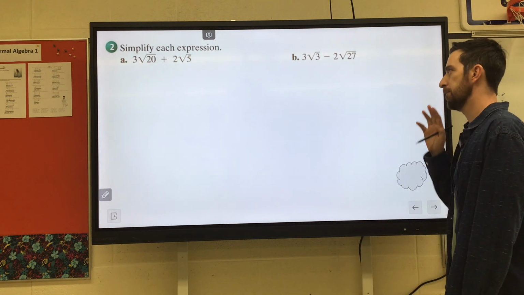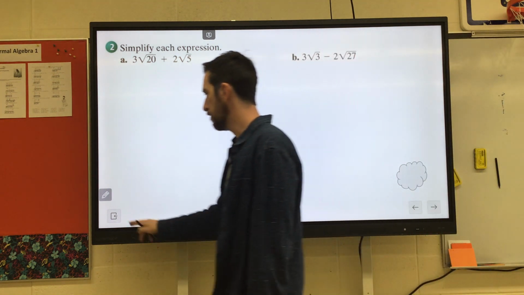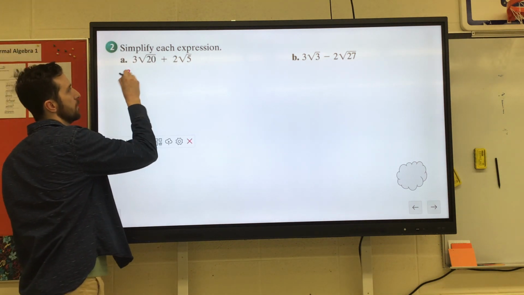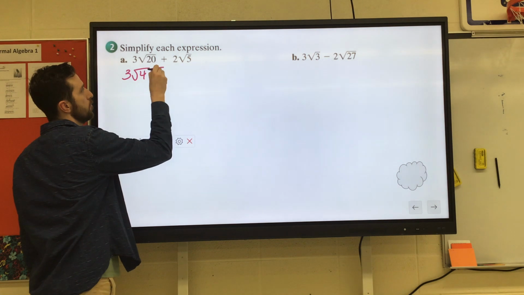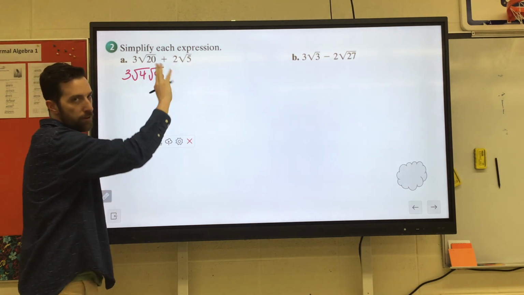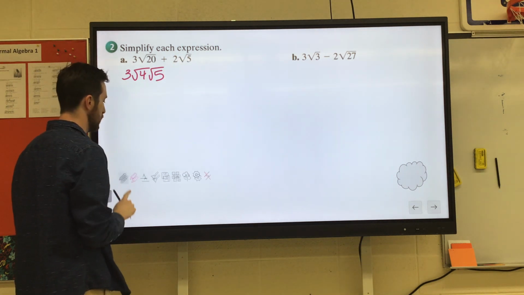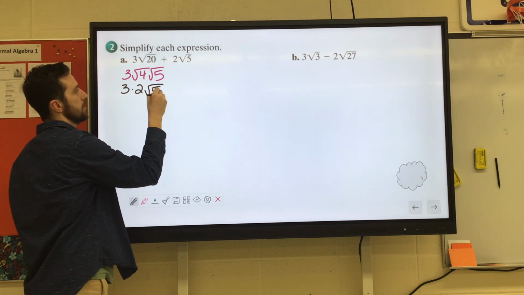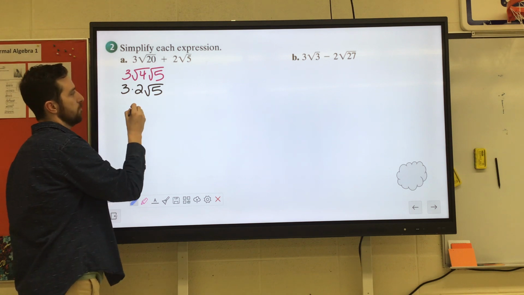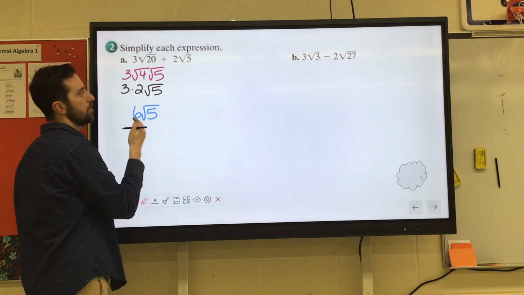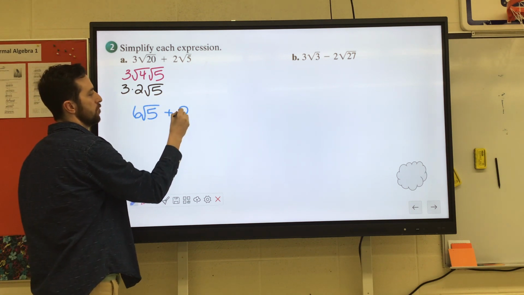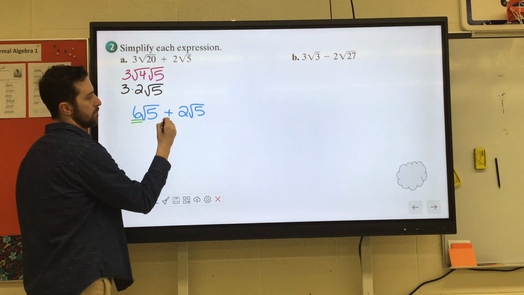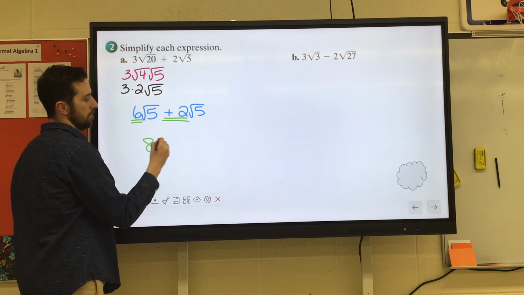So 3 root 20 plus 2 root 5. I know that 20 still has a 4 in it. So I'm going to make this 3 root 4 root 5. This 2 root 5, there are no perfect squares in 5, so we'll just hold off on that. The square root of 4 is 2, so we have 3 times 2 root 5, which would be 6 root 5. That's all we can do there. Plus 2 root 5. 6 root 5 plus 2 root 5, we're just doing the 6 plus 2, 8 root 5.